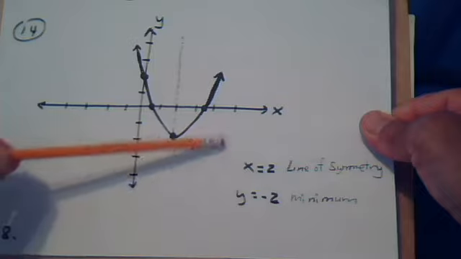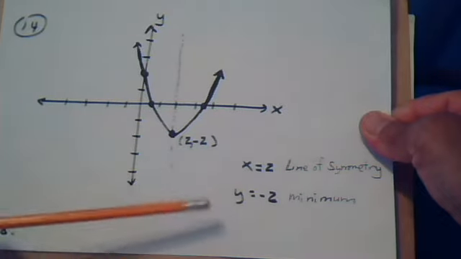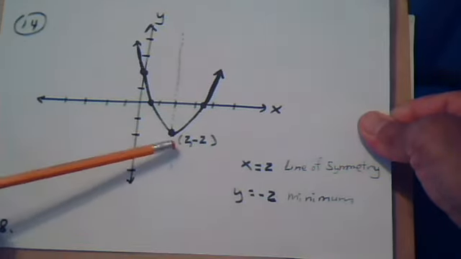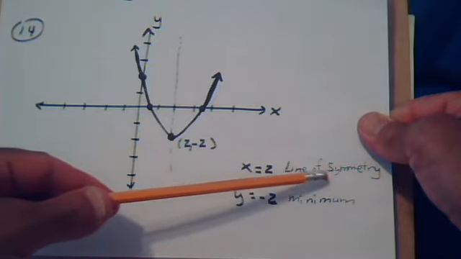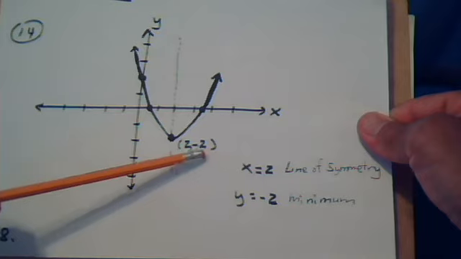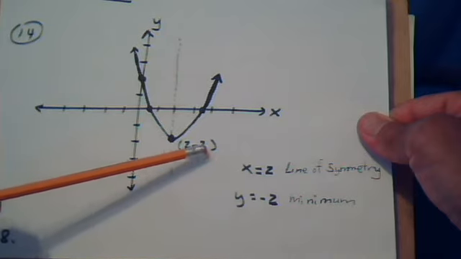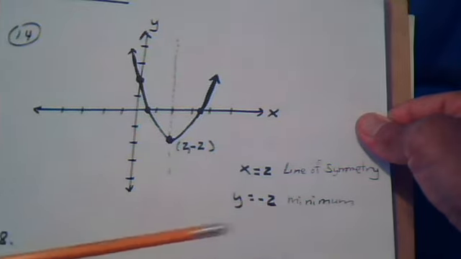Then remember that from the vertex, you could read 2 pieces of information. The x part, x equal 2, is the equation for the line of symmetry. And this negative 2, which is y equal negative 2, that's the minimum y value.